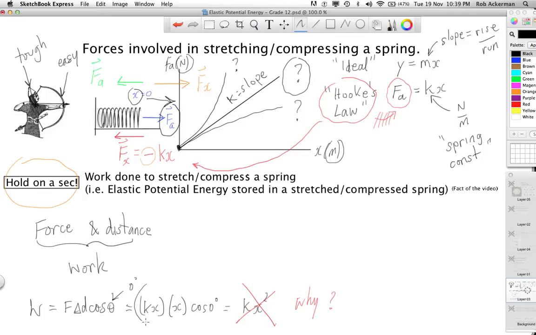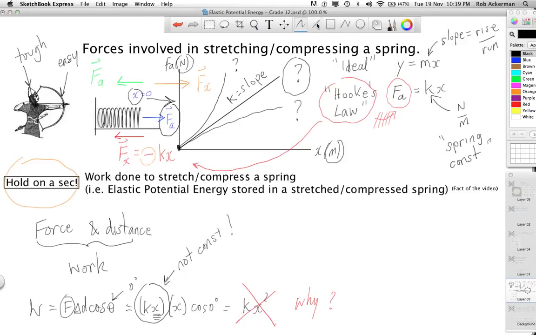So the force is not constant. That is because the x value is changing throughout the pulling. So you can't use a formula for constant force. That's what this formula is for. It's for constant force. You can't use that to get a formula for the work done. So what are we going to do?